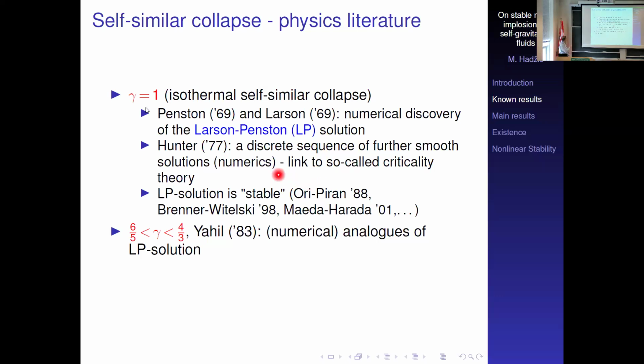Like I said, gamma is 1 in this discussion. You might complain about that. So follow-up work by Yahil gave, again, numerical evidence that the analogs of these structures actually exist even when gamma is bigger than 1. If you care about Newtonian gravity, this may be a more realistic choice of an exponent.